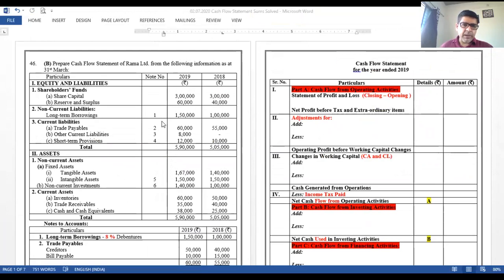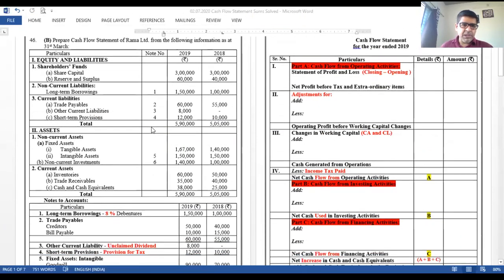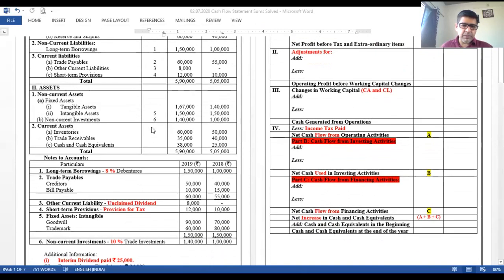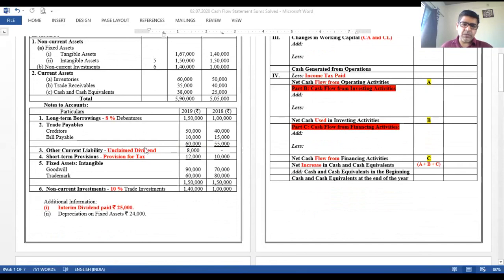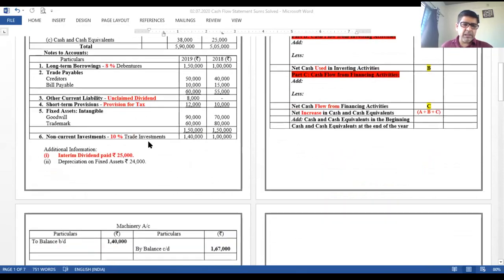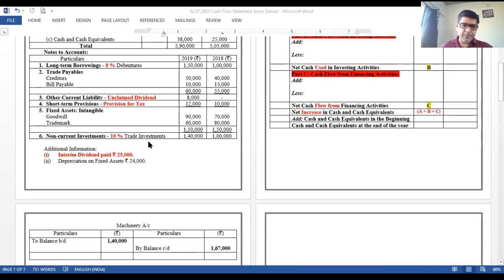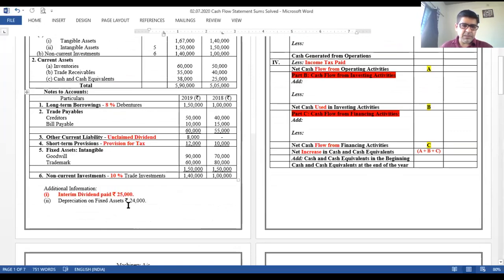Prepare the cash flow of Rama Limited from the following information as of 31st of March 2019, the current year. Balance sheet is given. After the balance sheet, we can see that it's notes to accounts, which plays a very, very important role. And then we have additional information as well. The first adjustment says that interim dividend paid is rupees 25,000.